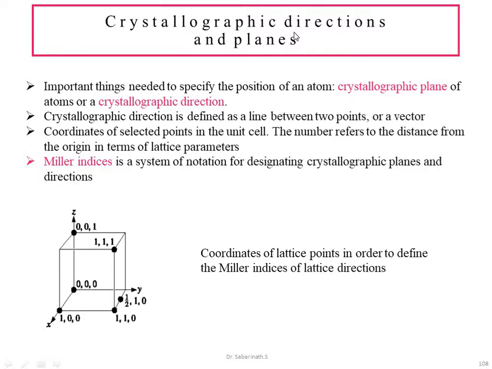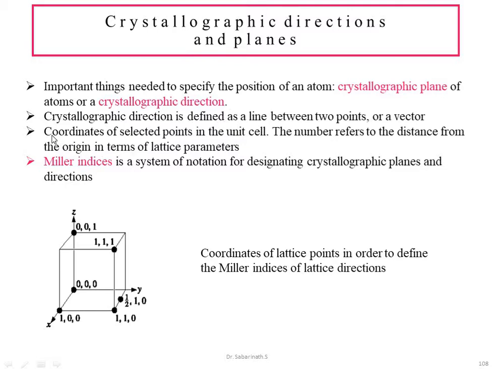So let us discuss the thing. In this particular video we will discuss only the crystallographic directions. Planes will be discussed in the next video. The important thing needed to specify the position of an atom is the crystallographic plane or the crystallographic directions. Using these, we specify the position of an atom or a group of atoms.